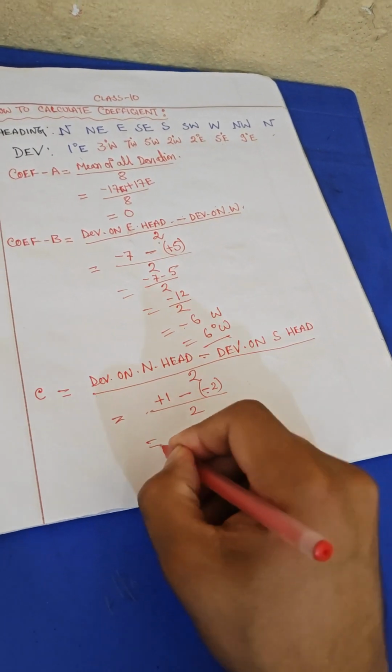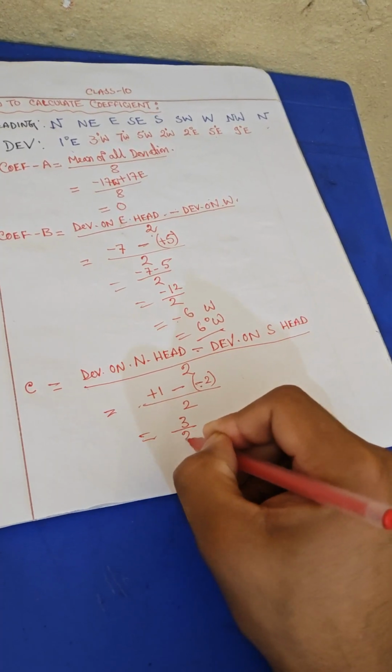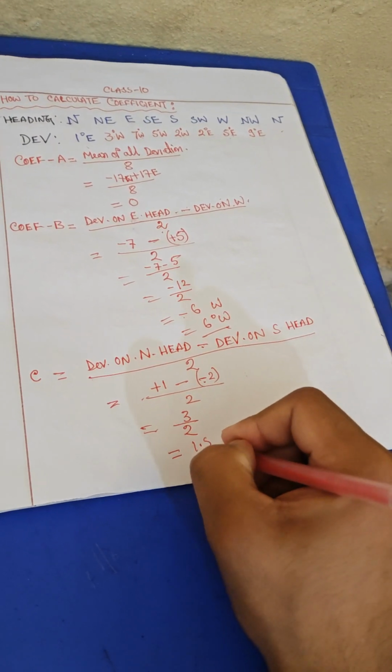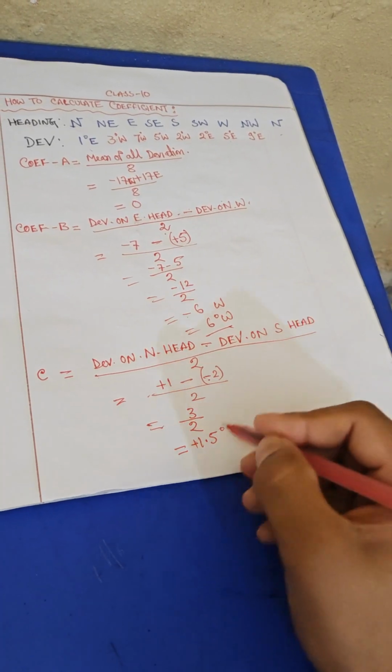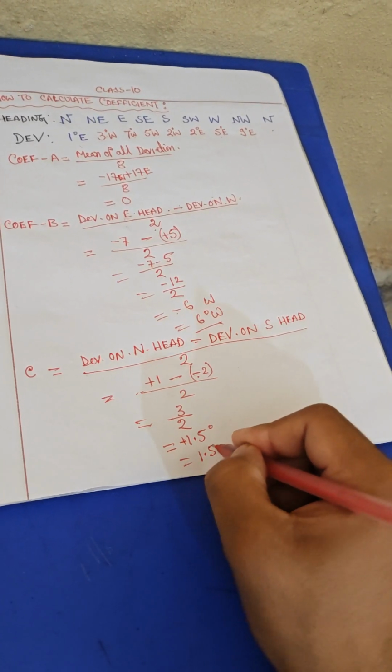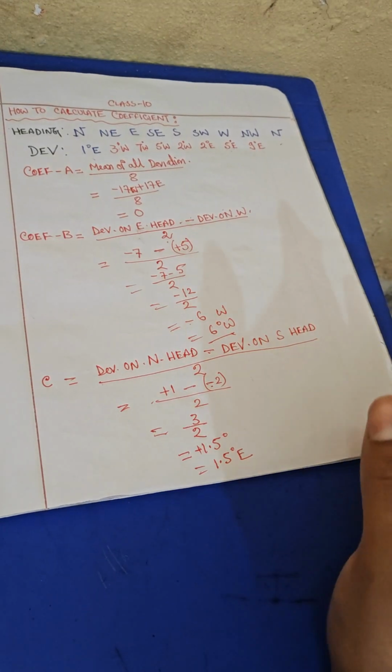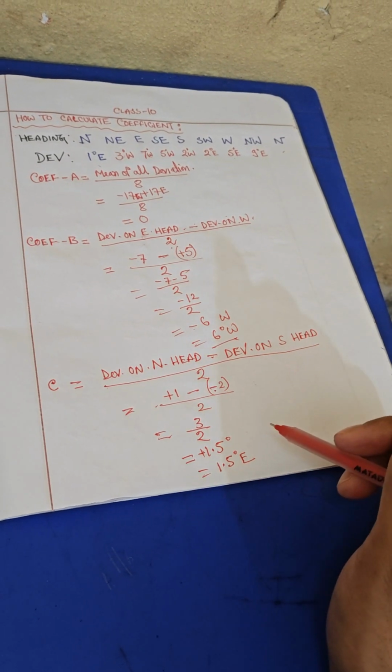You understand this one guys. So here is 3 by 2, answer how much, 1.5 degree, this is a positive value, correct. So 1.5 degree east, correct or not guys? Understand how I found this one?